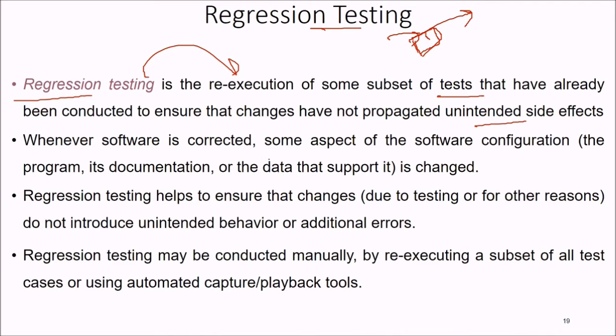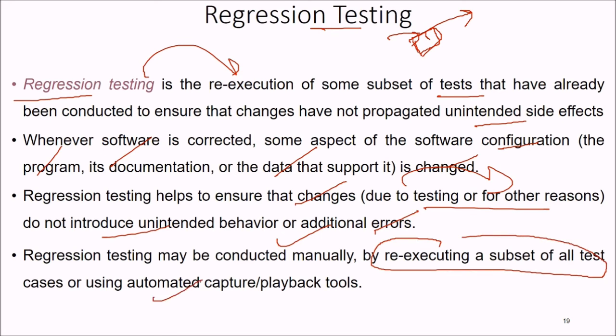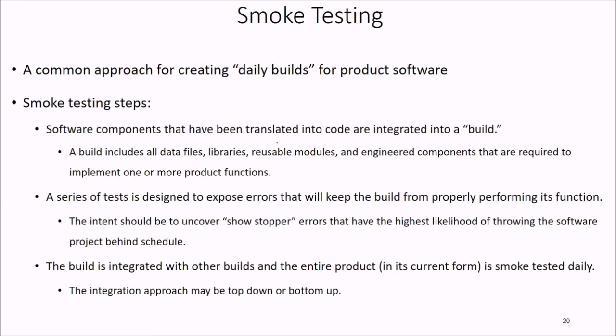Whenever software is corrected, some aspects of the software configuration, that is the program, documentation, or the data that support it, is changed. So regression testing helps us ensure that the changes we have made, due to testing or for some other reason, will not introduce unintended behavior or additional errors. Regression testing may be conducted manually, or by re-executing a subset of all test cases using automated capture and playback tools.